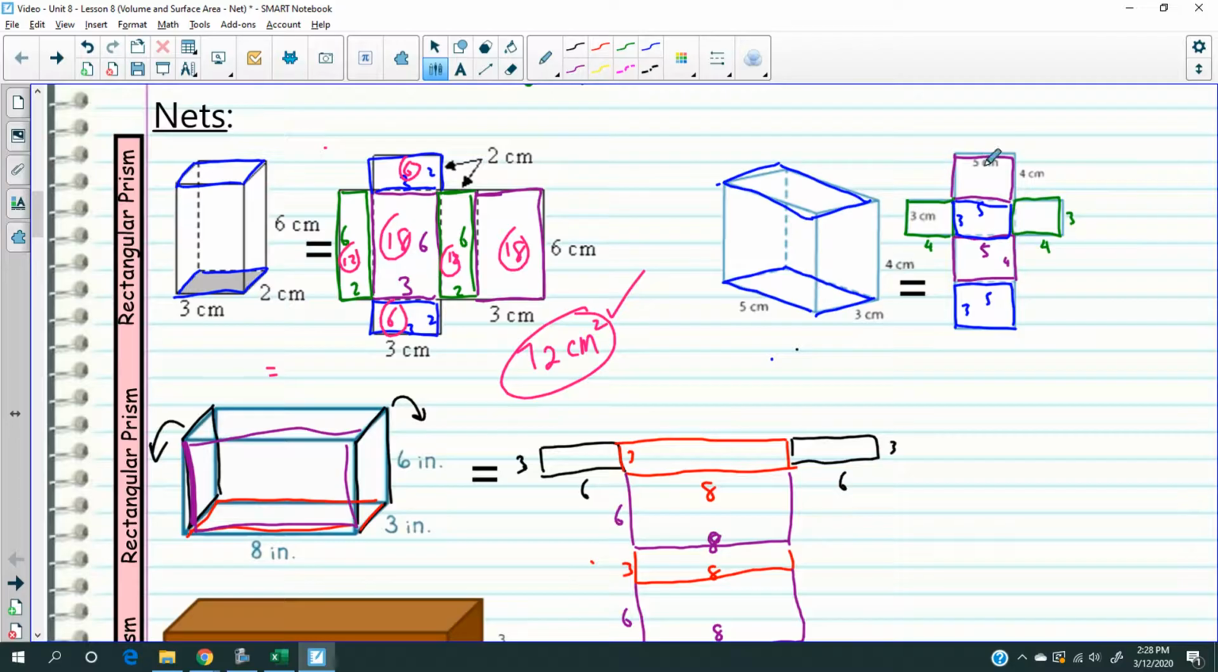All right, let's try this one. 5 by 4, 20, 3 by 4, 12, 3 by 5, 15, 5 by 4, 20, 3 by 5, 15, 3 by 4, 12. Okay, so let's add these up. So let's see, I got 20 plus 12 plus 15 plus 12 plus 20 plus 15. I got 94. Fantastic. Okay, all right, I'm feeling good because I can sense that we're almost done.